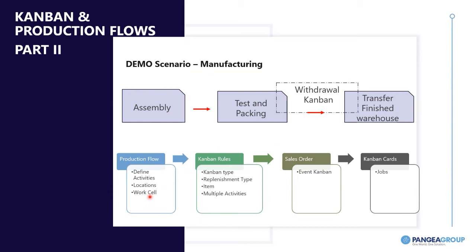This is the work cell that maps the resource group, the group of people, a machine, and so forth. Then the other difference within our next step in the Kanban rules is that you will be able to define multiple activities. I'm going to show you that in a minute. Now, since everything is configured directly from your sales order, you will have an option to generate your Kanban jobs. So now let's go back into the 365.